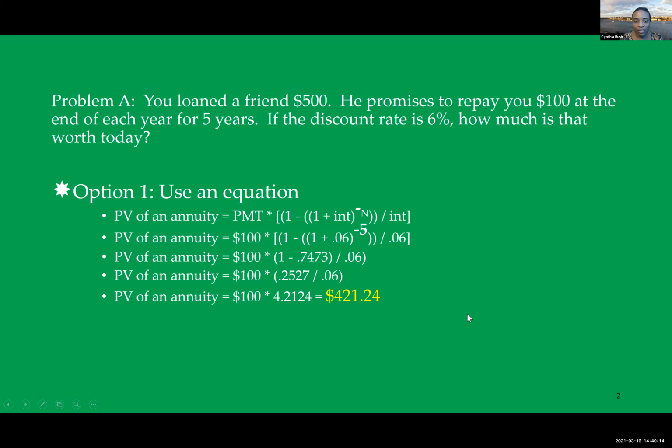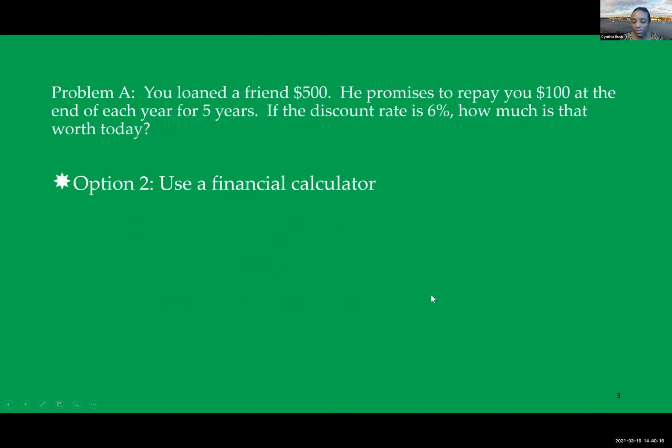All right. So I will show you the variables, and actually why don't I just go straight to the calculator. So remember the problem: $100 a year for 5 years at a 6% interest rate. We're trying to find out the present value of that stream of payments.